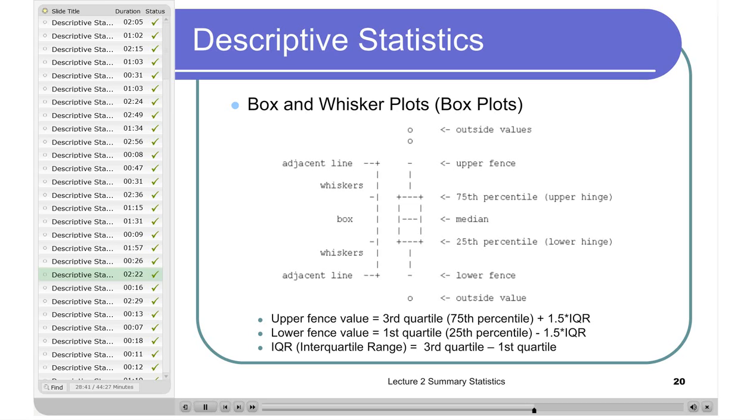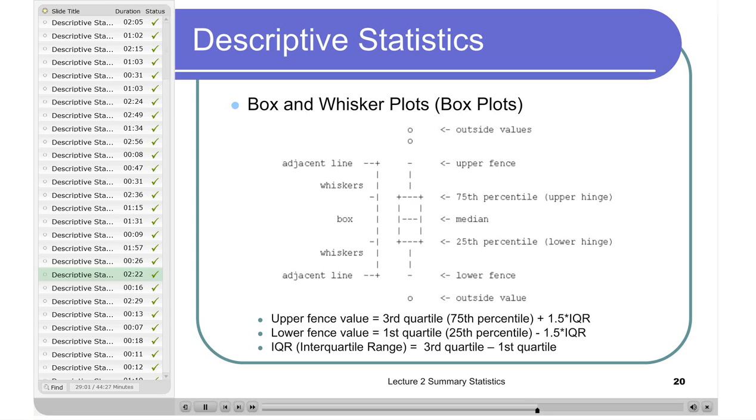So if we just take 1.5 times the interquartile range and we add it to the third quartile, that's going to tell us where the upper fence is located. Similarly, if we take 1.5 times the interquartile range and subtract it from the 25th percentile, that's going to tell us where the lower fence is located.